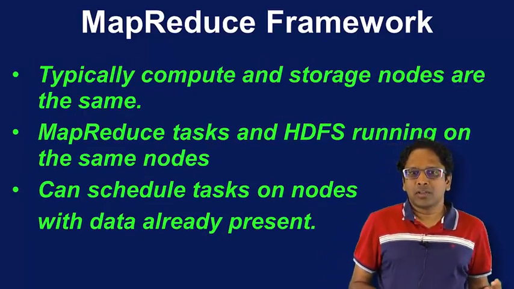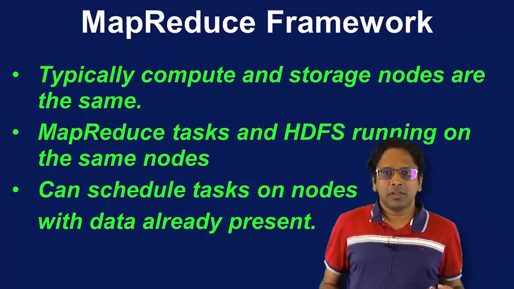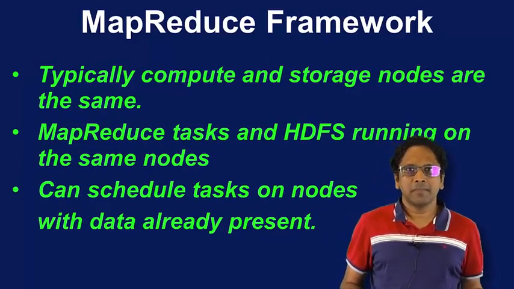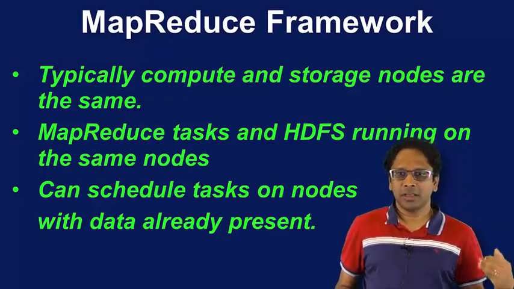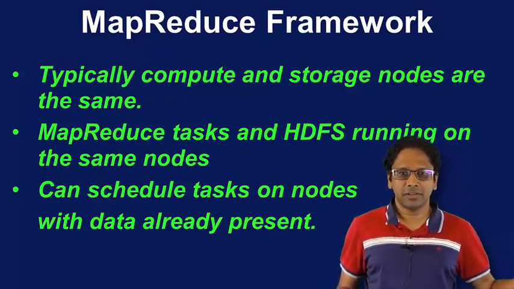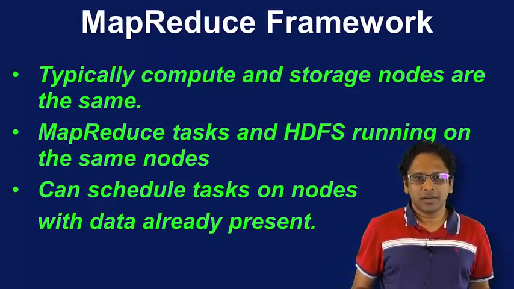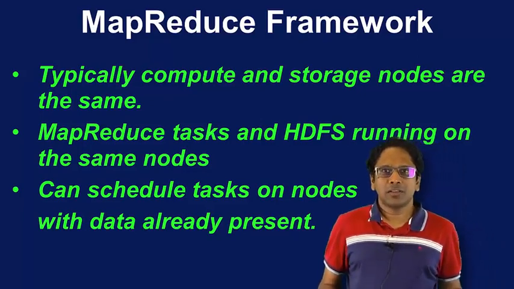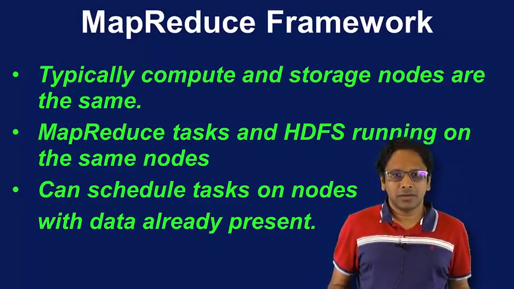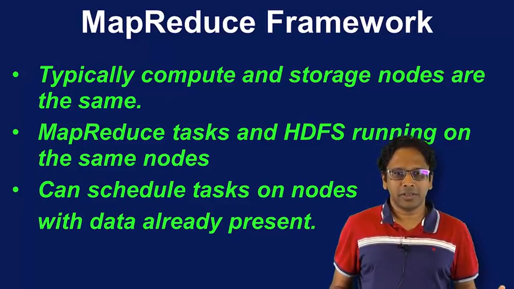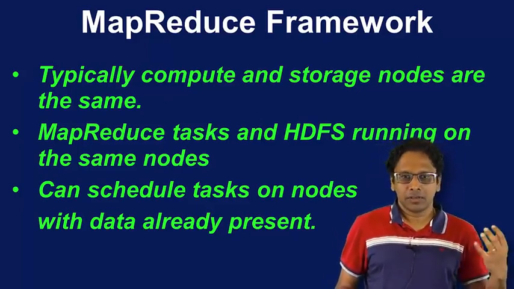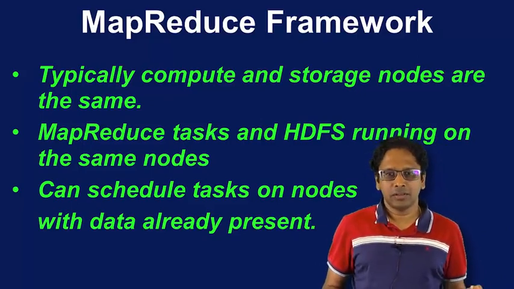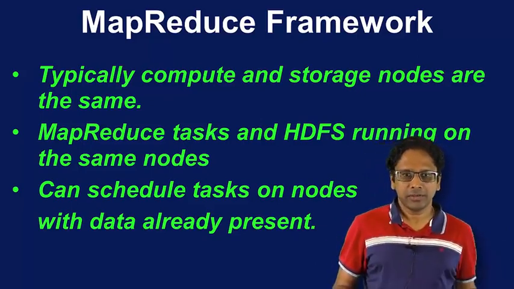Now, the advantage was typically that the compute and storage nodes are the same. So your map tasks and your HDFS daemons for the data nodes are running on the same nodes. This means that you can schedule tasks on nodes which already have data present. This is really important if you're looking for scaling, because you're not moving data around between nodes, you're actually computing where the data is.